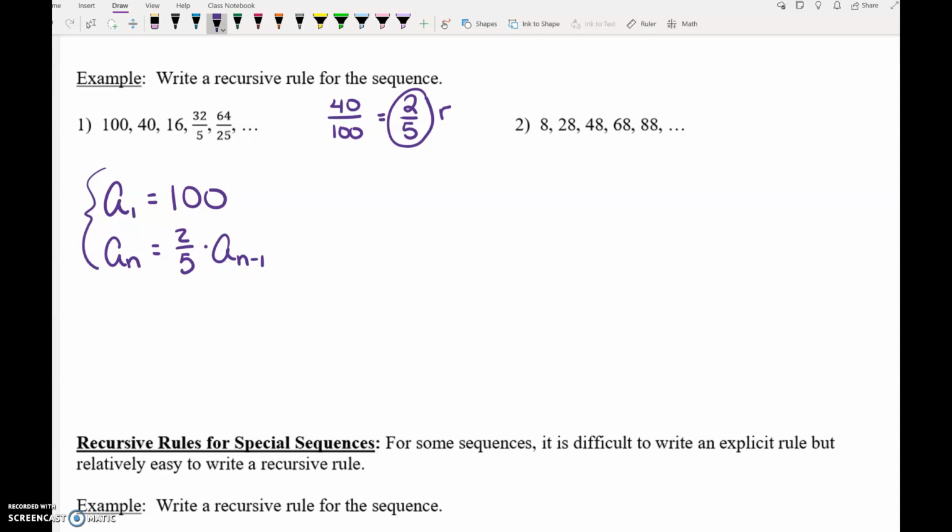All right, let's try number 2. What's happening in number 2? Plus 20. All right, so our first term is 8. Our nth term is the previous term plus 20.